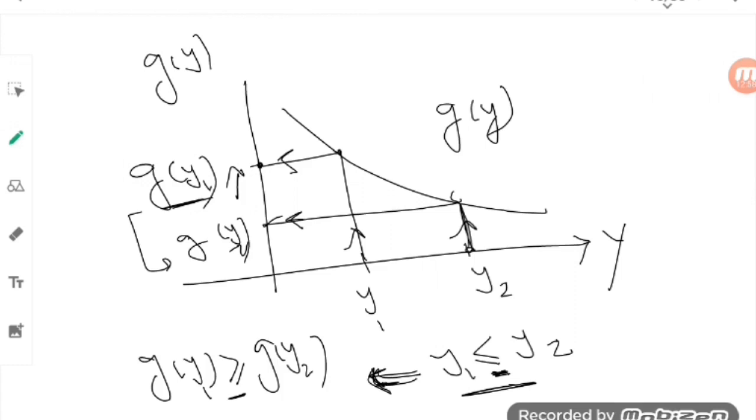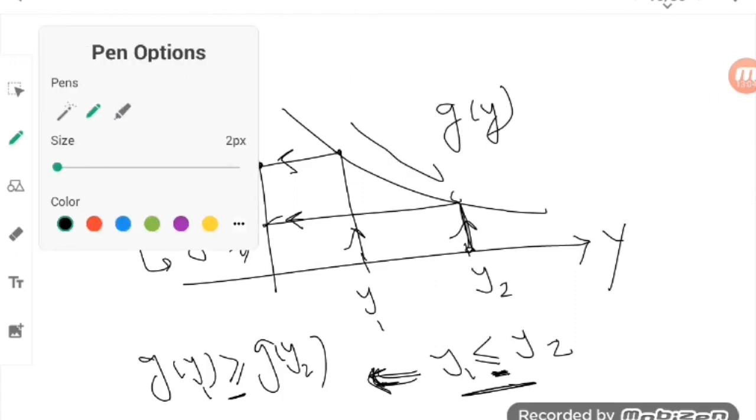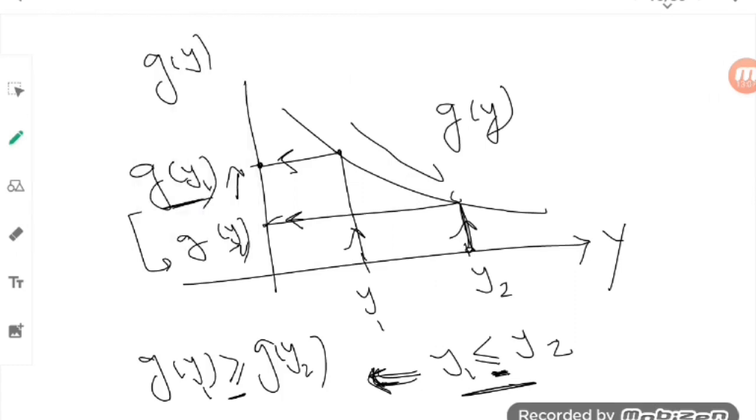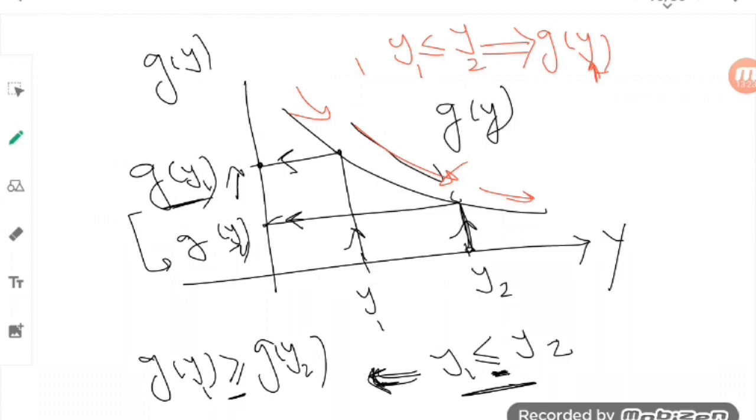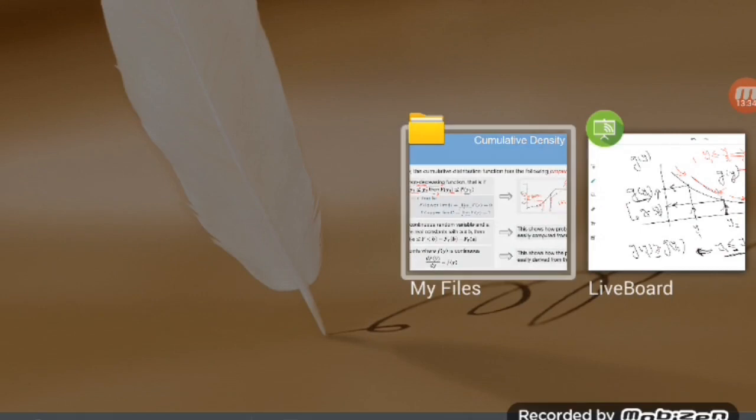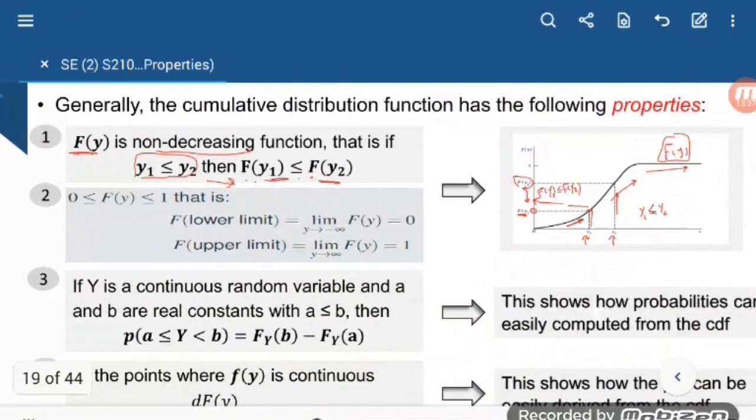This occurred because g of y here is decreasing. So for the decreasing function, y1 less than or equal to y2 implies g of y1 is greater than or equal to g of y2. This happens when g is a decreasing function, which is not the case for the cumulative distribution function. This was the first property of the cumulative distribution function.